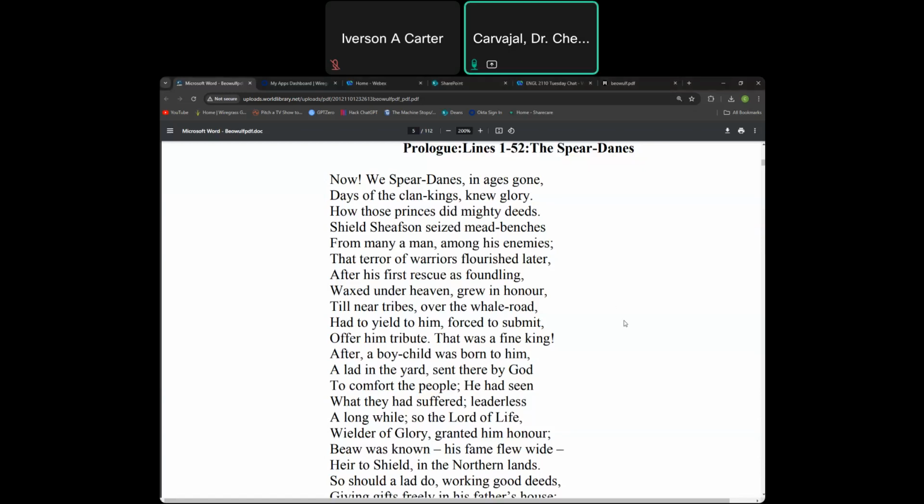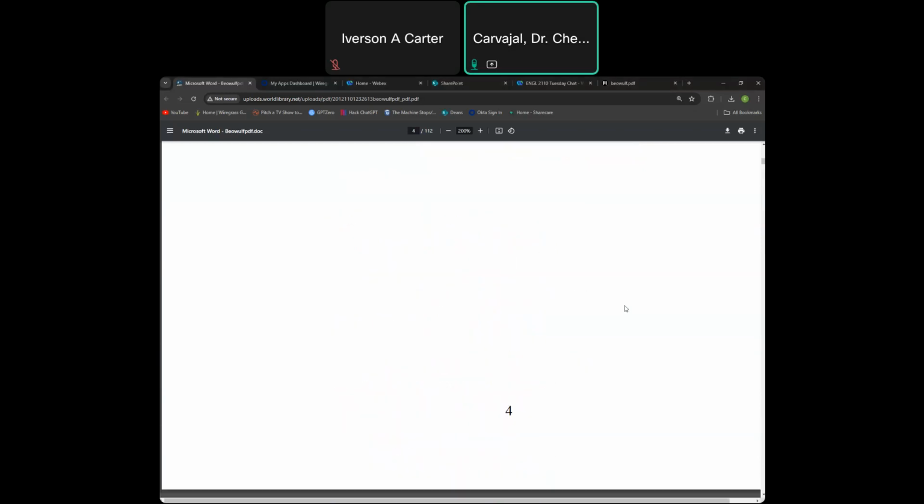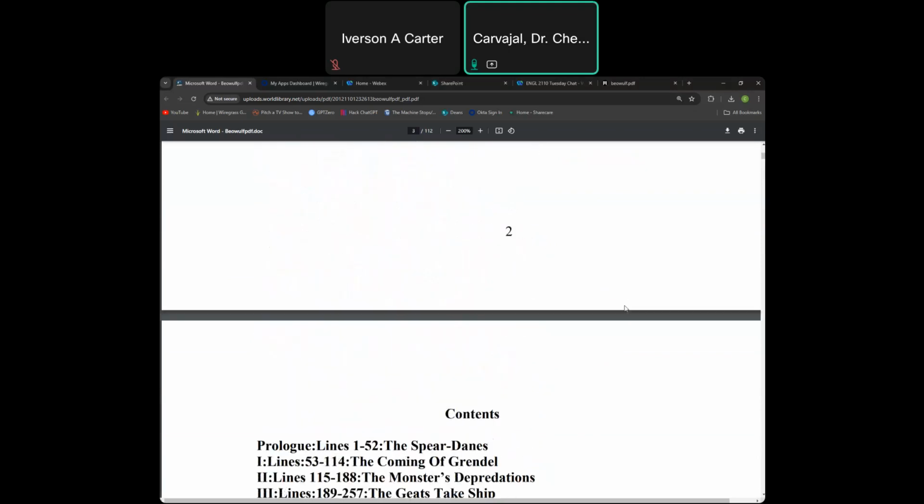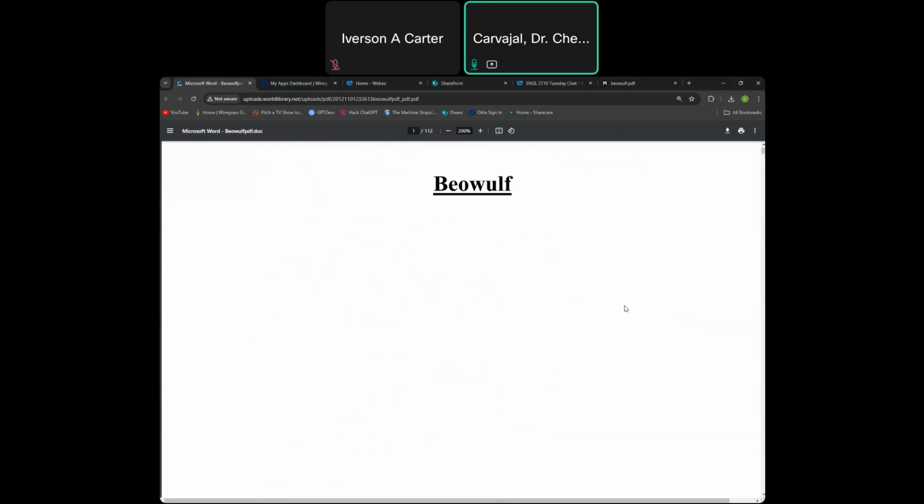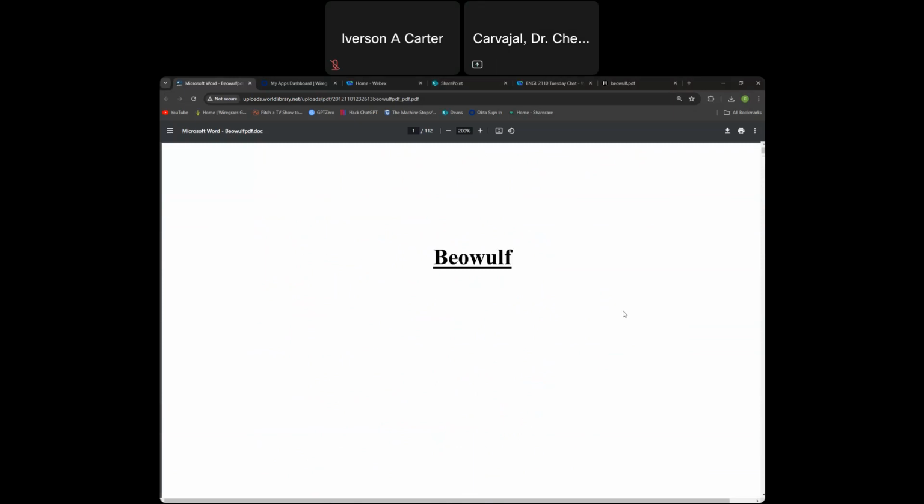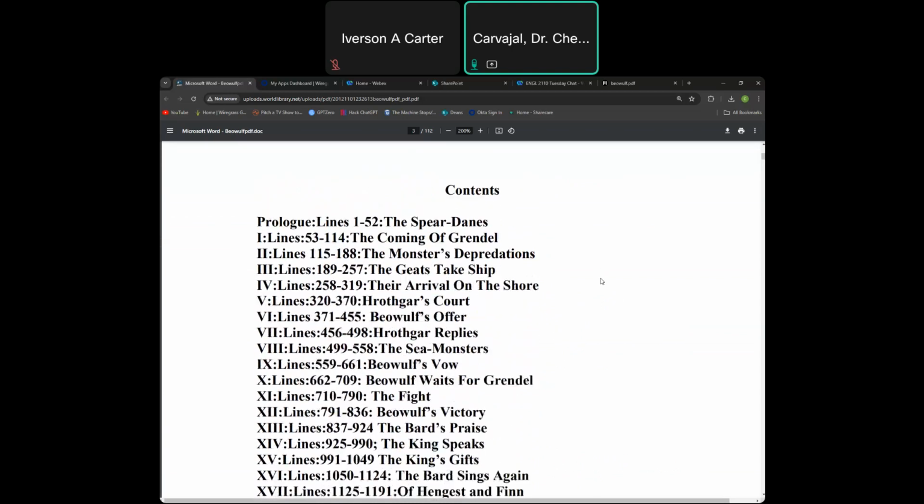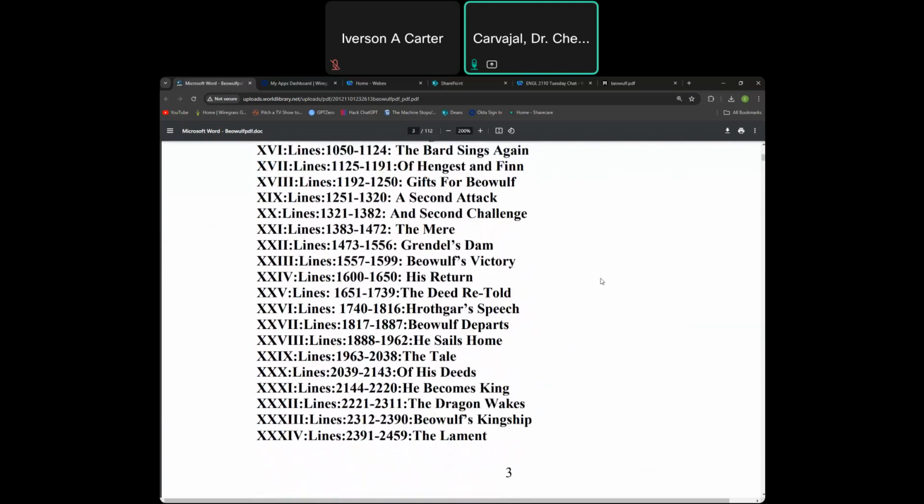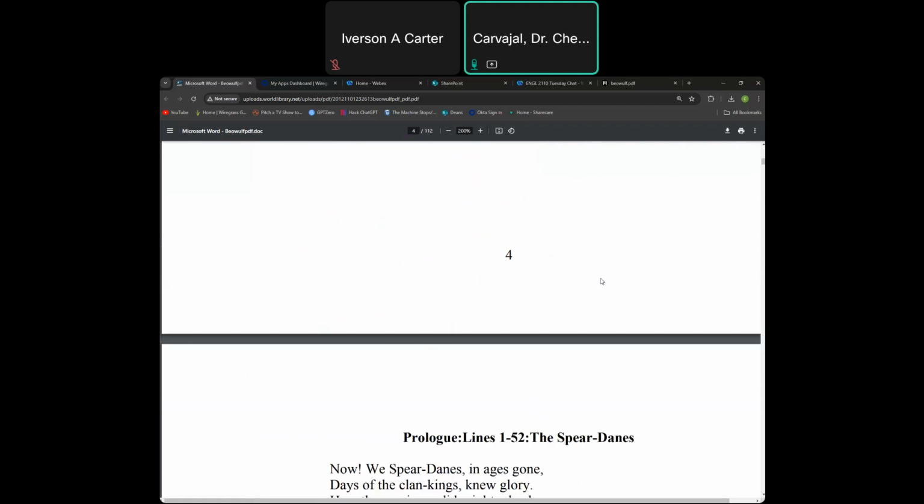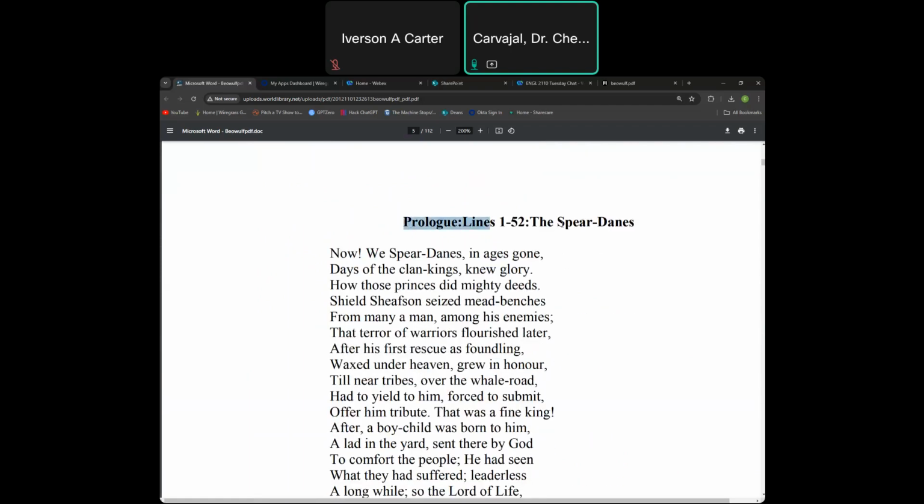Okay, so we are starting, this is Beowulf. I'm going to scroll to the top just so you can see. And it's a PDF format, so it's a little different than some of the other ones that we've used. It's not an online format, but I like it because you'll notice with the table of contents, it kind of sets up little chapters. And so this is probably the easiest of any version that I have found for you to read.